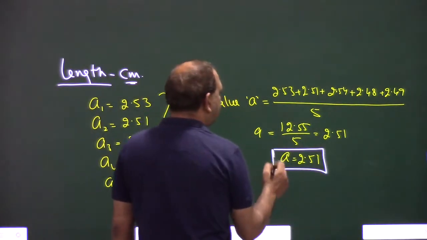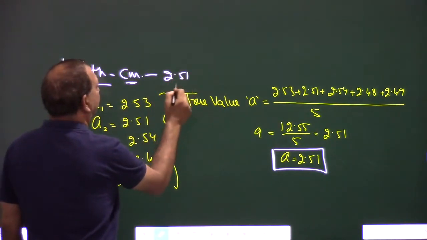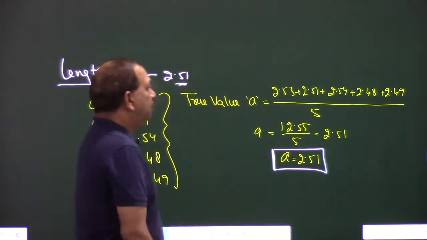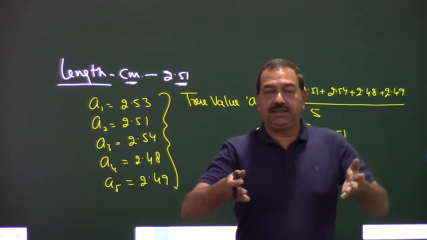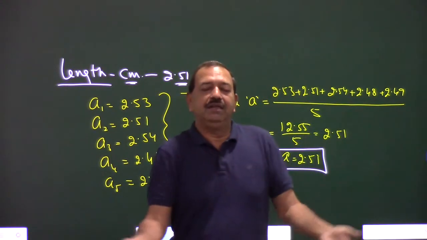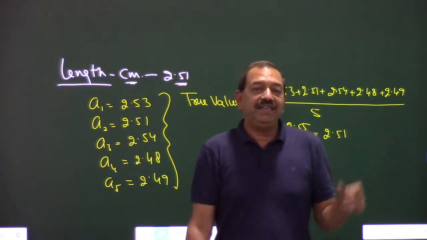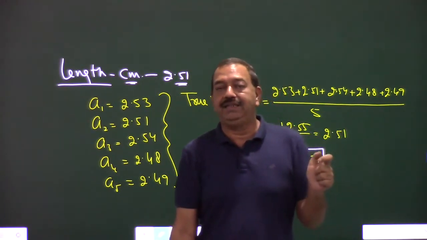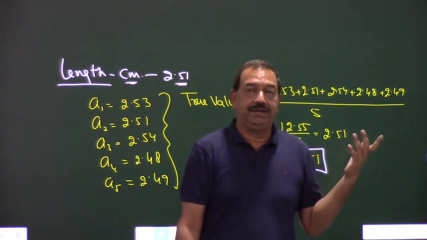That means the length is 2.51. So this is the length we measured in the experiment, and that is what we are going to use for all purposes. जहाँ भी हमें यूज़ करना है तो हम 2.51 यूज़ करेंगे. But scientifically, जब हम मेजरमेंट लेते हैं तो हमें उसके साथ उसमें एरर भी डिस्क्राइब करना पड़ता है.